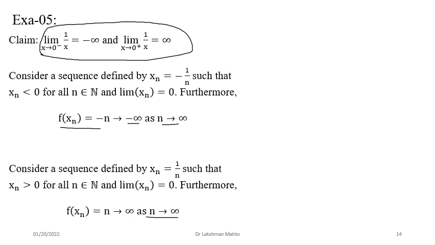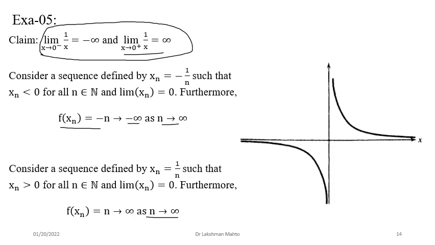So we come to conclude that the right hand limit of the function 1 by x is positive infinity. And the plot is like this. You can easily see that when x is approaching 0 from the left, the function is going to approach negative infinity. But when x is approaching 0 from the right, the function is going to approach positive infinity. So these sequential criteria are really interesting. As for other concepts, I think everything about the limit of a function is already over.